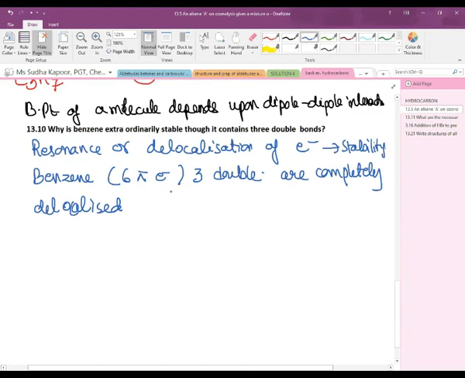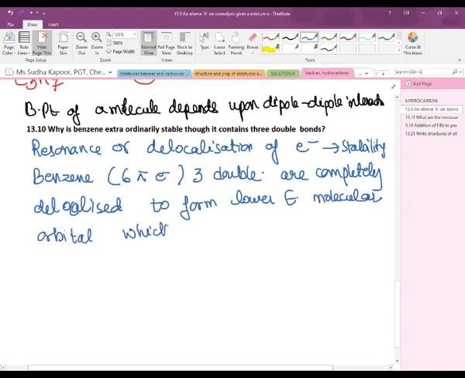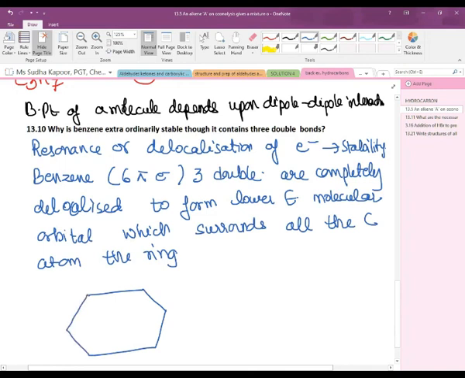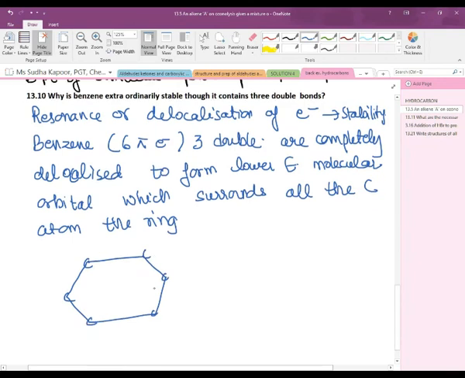When there is complete delocalization, it results in forming the lowest energy molecular orbital, which surrounds all the carbon atoms of the ring. So there is complete delocalization of the pi electrons. It can also be shown like the planar structure of each carbon, which is sp2 hybridized. Now, one p orbital is there on each one of these. So it can be shown.